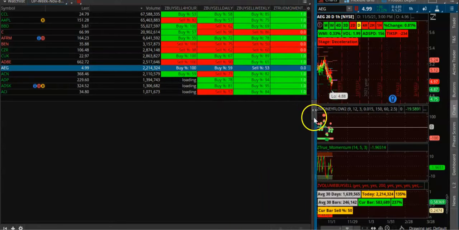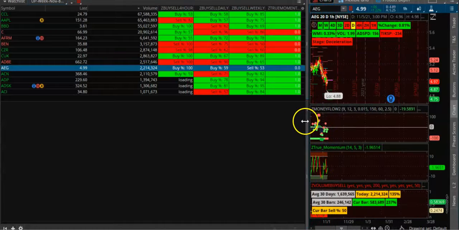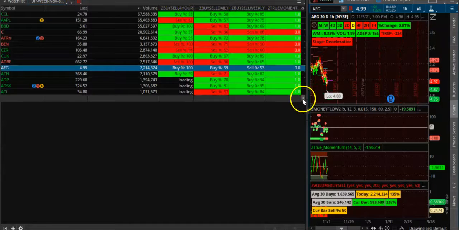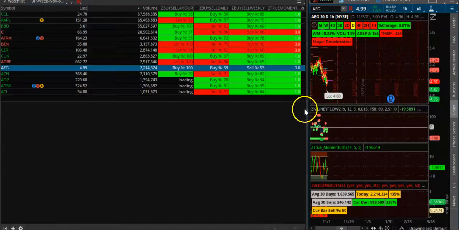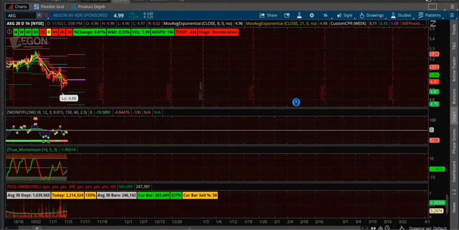Okay, so this indicator, volume indicator, basically looks at what are the different buys and sells. So it says here 57% is buys. Okay, so here on a weekly basis, daily basis, and hourly basis. Okay, so now let's go down. Okay, now let's look at the technical charts.